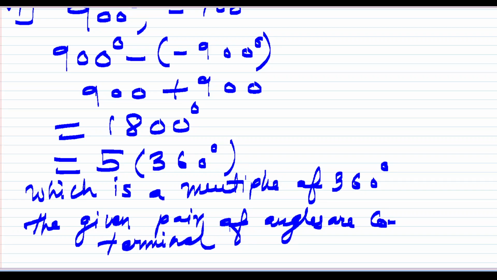So we have finished 1A: determine which of the following pairs of angles are coterminal. In this we have seen the solutions for all the 6 examples. Next is 1B. We have to draw the angles of the following measures and determine their quadrant, in which it will lie. So that we will see in the next session.